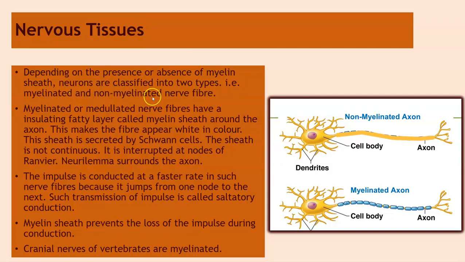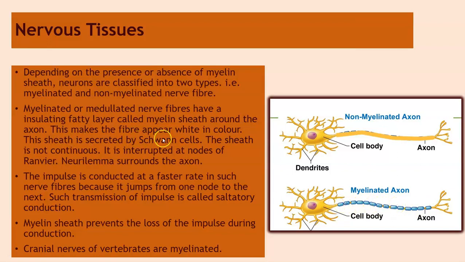Furthermore, students, depending on the presence or absence of the myelin sheath, neurons are classified into 2 types, that is myelinated and non-myelinated nerve fiber. So let us have a look at them. The myelinated, which is also called medullated nerve fiber, has an insulating fatty layer called myelin sheath around the axon. If you remember, when you saw the structure of the axon, we saw these typical Schwann cells that were present, which are made up of a layer of insulating fatty layer.